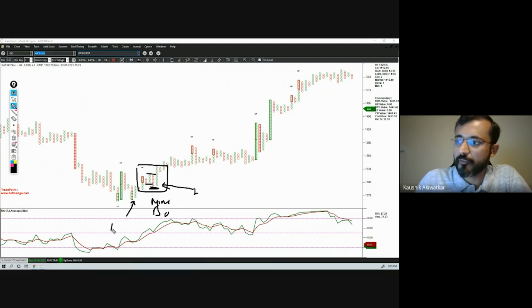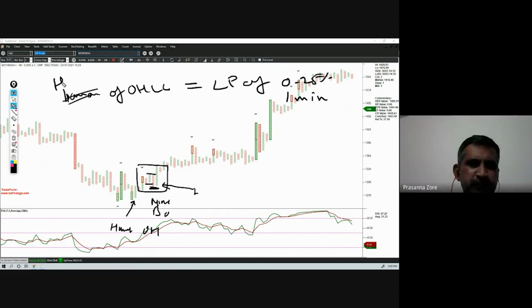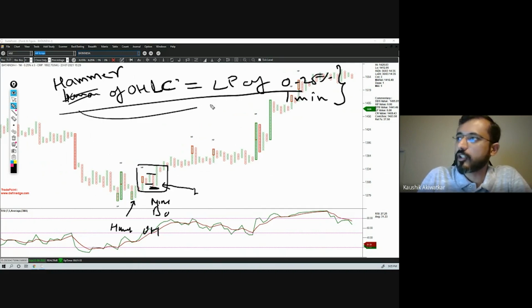Hammer will only form. So hammer of OHLC. Hammer of OHLC is equal to low pole of 0.25% 1 minute chart. This is the equation. Okay, this is quite interesting. We'll make a note. Hammer of OHLC is low pole of 0.25% 1 minute chart. If you want to see it on other charts, I'll open other charts also. So this concept will get clear.